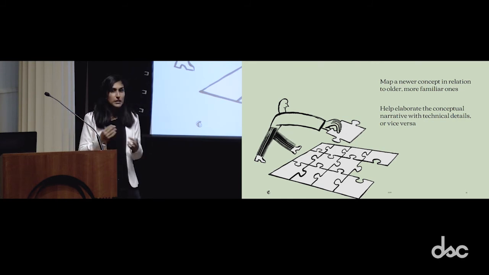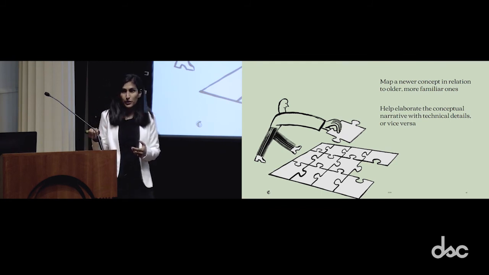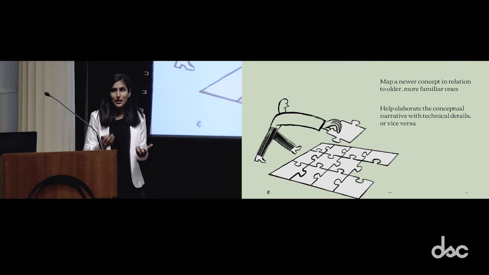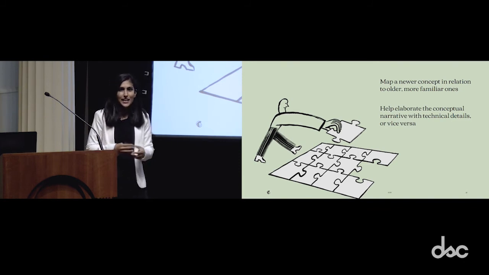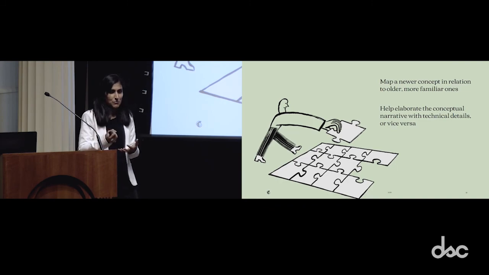So one way you can do this is to map a new concept in relation to older and more familiar ideas. And this is really helpful for everyone around you that's also learning, because you're tying a new idea back to older and more familiar ones and sort of filling in this geographic map of ideas. So for instance, if you're learning about a new type of reinforcement algorithm, maybe you want to compare how it's different to an older one like Q-learning.